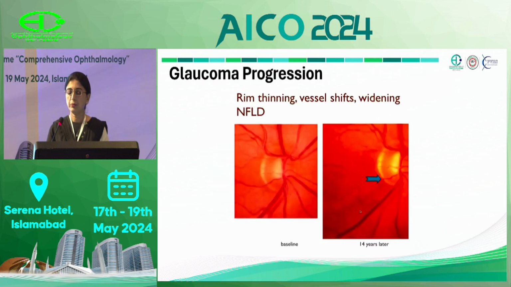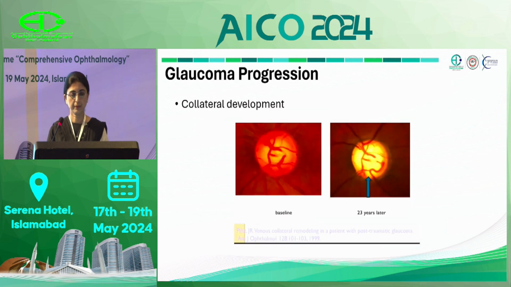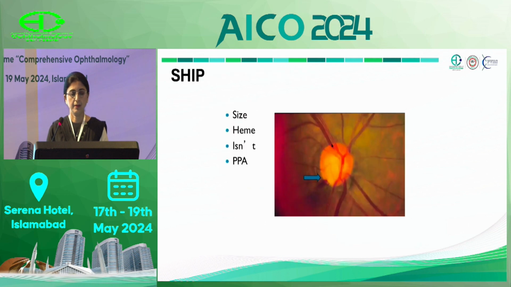We see thinning of rim along with angulation of blood vessels. So for that, we have to look all around the disc if we want to monitor progression. And now we see more angulation here. So this is progression. Increased beta peripapillary atrophy is considered a sign of progression of glaucoma. Collateral developments. And with vessel shift, we see peripapillary hemorrhage here.